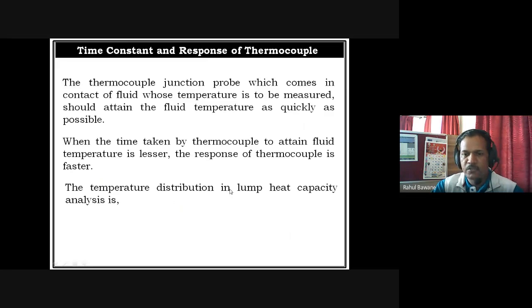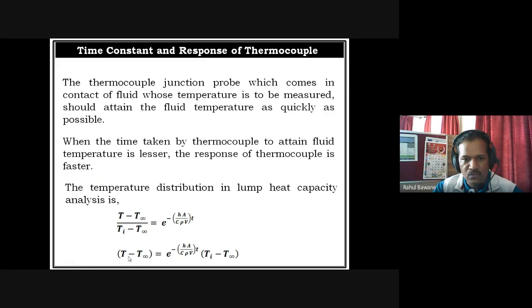How fast that particular device or thermocouple shows the result, that is the response of the thermocouple. The temperature distribution in lump heat capacity analysis, we know this basic equation: T minus T infinity upon Ti minus T infinity is equal to e raised to the power minus hA upon C rho V into t. This small t is the time, Ti is the initial temperature, and T infinity is the fluid surrounding temperature.